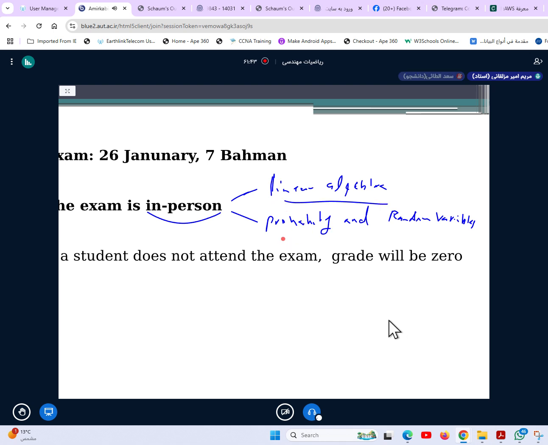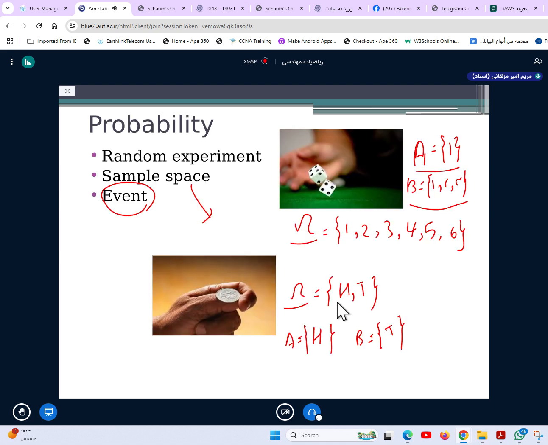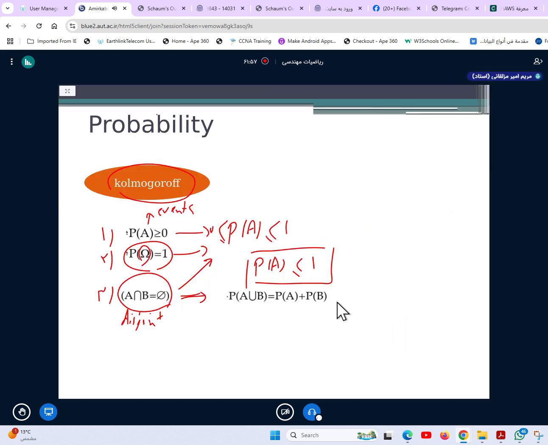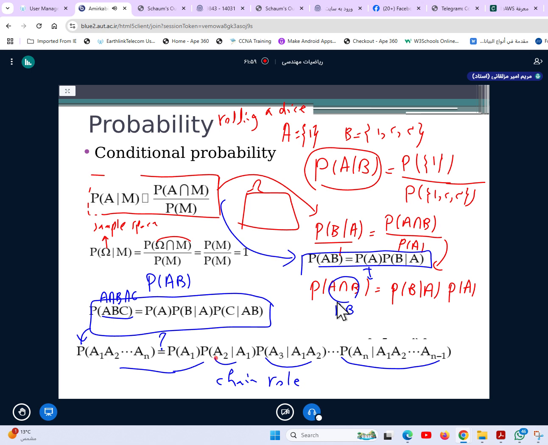You are right. I understand you. But our duty is teaching you these concepts, and I hope that I can do my duty well. Don't worry, please. Consider the subjects and follow the course. If you can follow the course, you can have a good exam, inshallah. Any question?